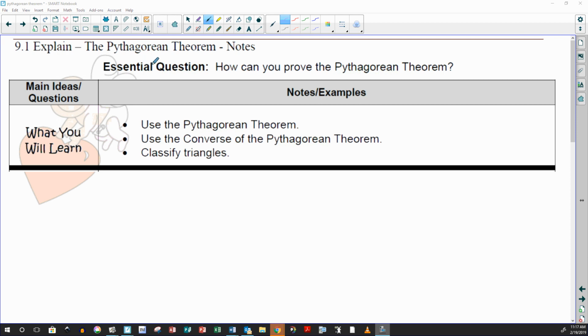So Pythagorean theorem, the essential question is, how can you prove the Pythagorean theorem? What we're going to learn is the Pythagorean theorem, the converse of the Pythagorean theorem, and then we're going to classify triangles. Remember, before we classified them as acute, isosceles, scalene, obtuse, all that, right? We're going to do that again, but we're going to use the Pythagorean theorem this time, because if a triangle is not a right triangle, then isn't it either acute or obtuse? Okay, so we're going to go from that.